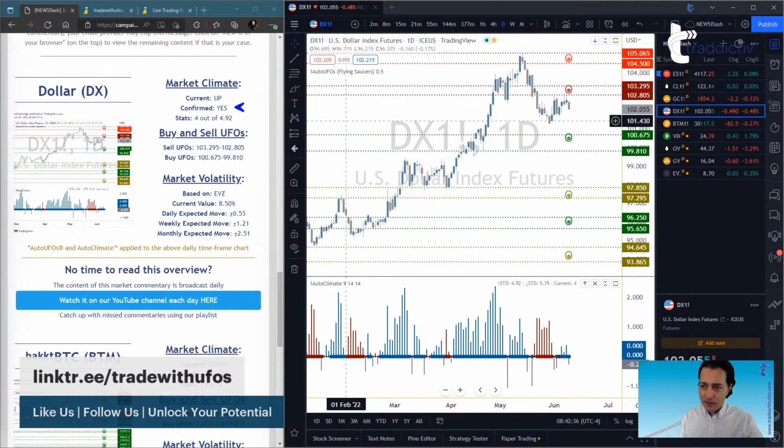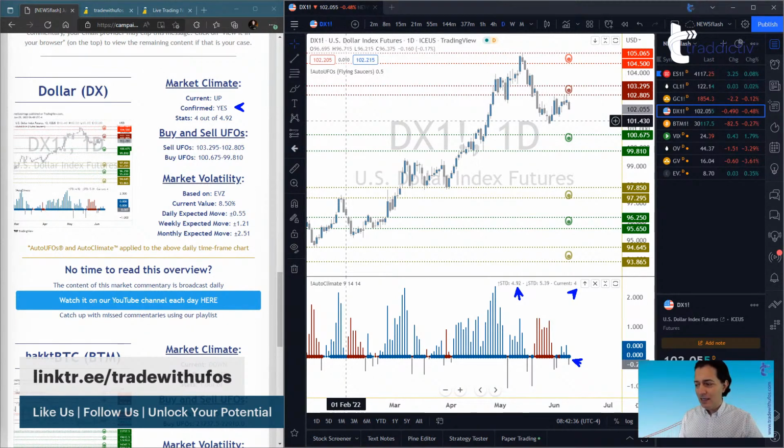So what's the climate with the dollar? Well, with the dollar, we are dealing with an up climate which has been running for 4 candles, where statistics suggest 4.92 is the normal thing to happen. So having this up climate maybe for another day or two would be quite normal. I mean, 1 standard deviation, 68.4% of the cases, right?